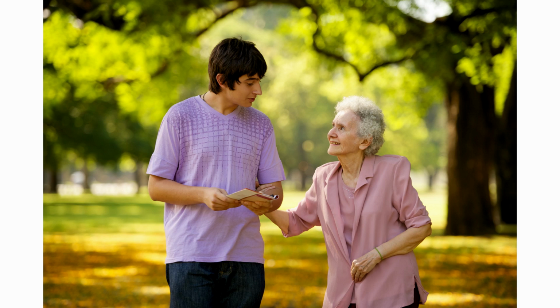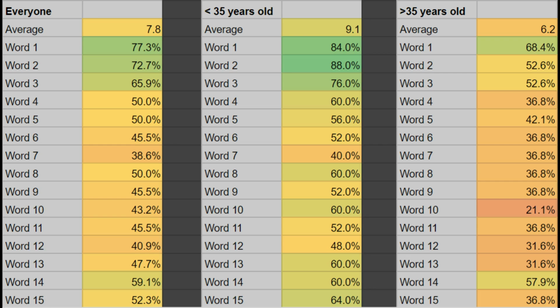The difference between the older people and the younger people is also very visible when you look at the average number of words that were remembered. The average for everyone was 7.8 remembered words, which is slightly above the expected average of 7. This is likely, for a lot of the participants were between 17 and 25 years old, which is the prime age for doing well on this test. For the participants younger than 35, the average number of words remembered was an impressive 9.1, whereas for the participants older than 35, it is still a respectable 6.2.